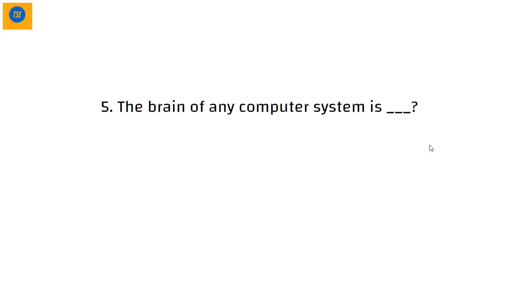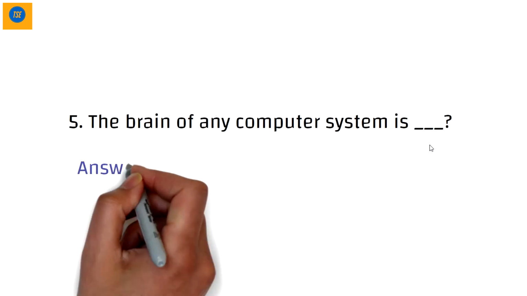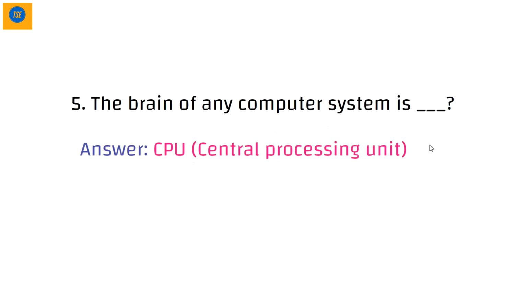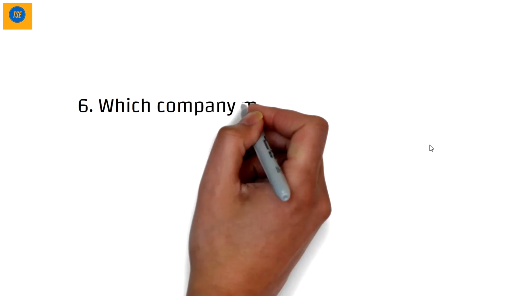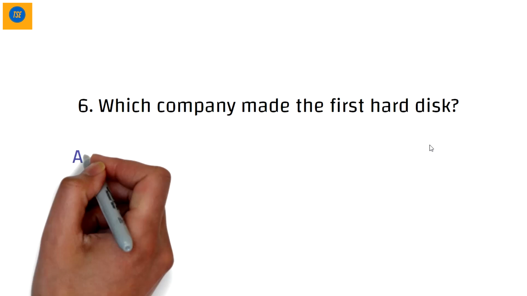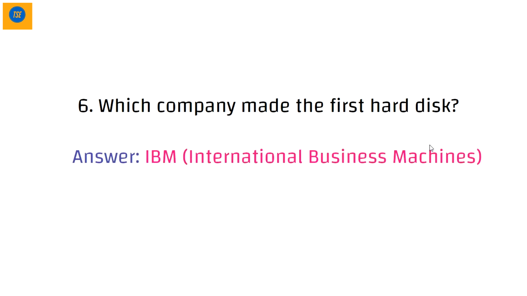Next question. The brain of any computer system is? Answer: CPU, Central Processing Unit. Next question. Which company made the first hard disk? Answer: IBM, International Business Machines.